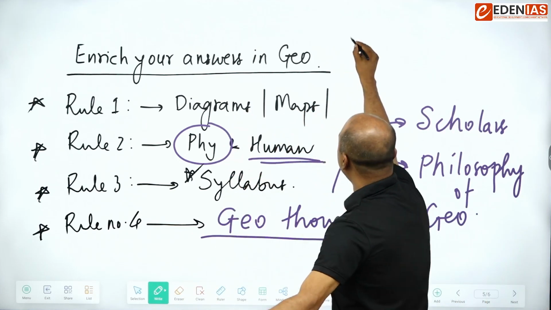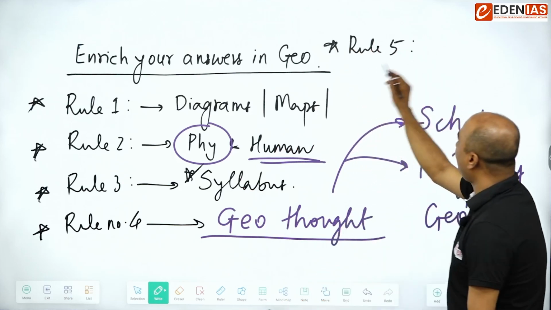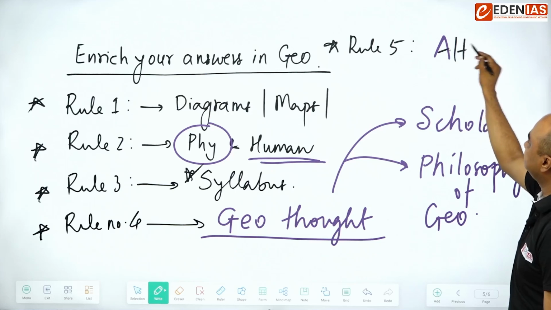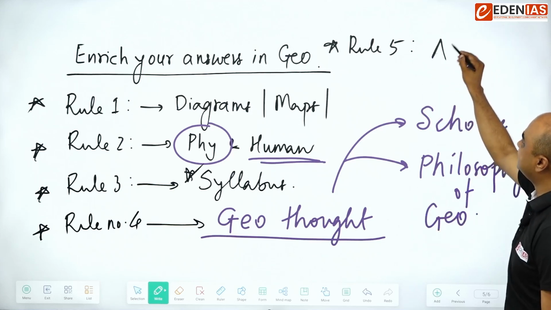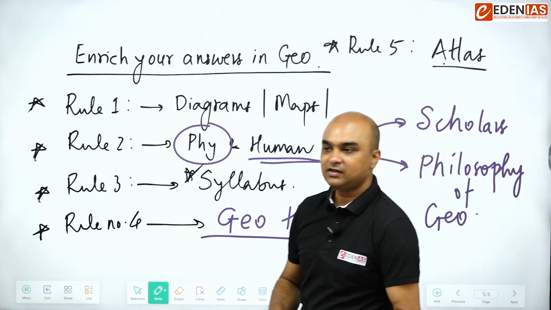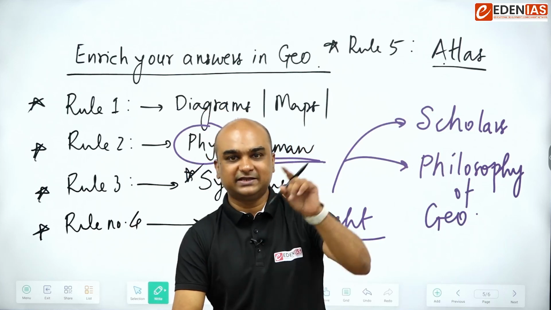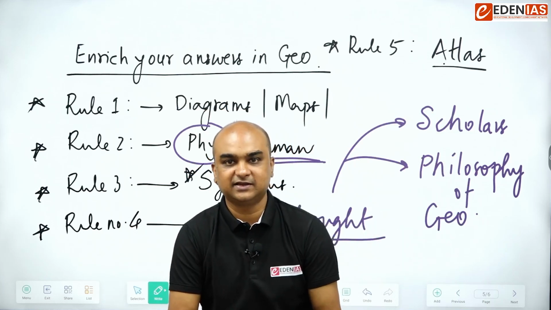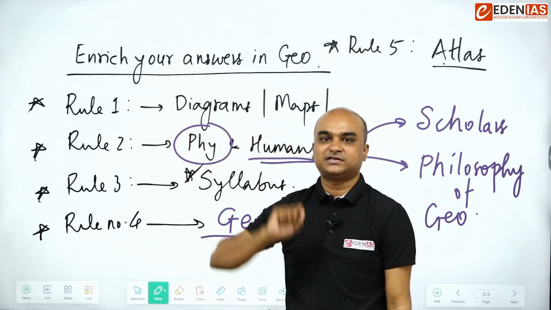And rule number 5 is always sit with an atlas. While you are preparing, always try to sit with an atlas. Suppose you are reading Circum-Pacific Ring of Fire, तो आपको पता होना चाहिए कि एक्चुअली पैसिफिक ओशन का कोस्ट लाइन कैसा है. ठीक है, and try to make it in the form of a diagram in your notes.